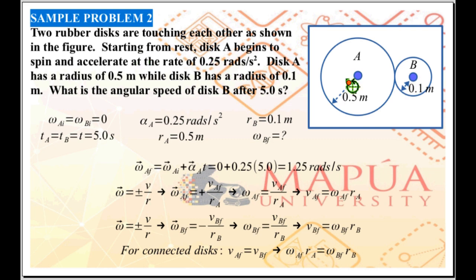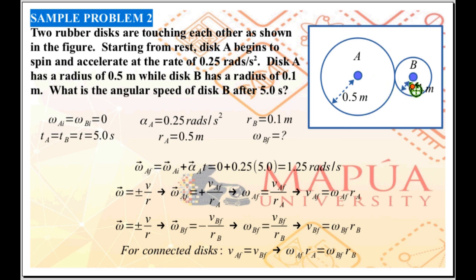Starting from rest, disc A begins to spin and accelerate at the rate of 0.25 radians per second squared. After 5 seconds, what is the angular speed of disc B? Starting from rest, disc A starts from rest, so initial speed, omega A initial, is 0. The initial angular speed of A is 0.